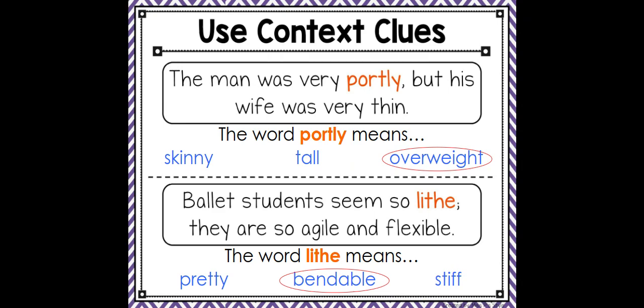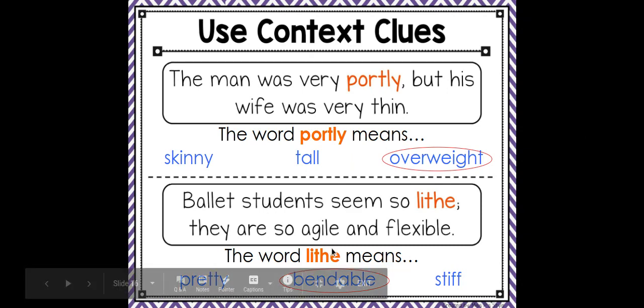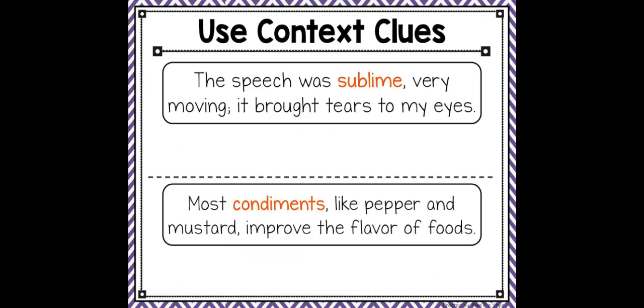The best answer is bendable. This sentence gives you context clues in the form of synonyms. Agile and flexible. Let's do another one.